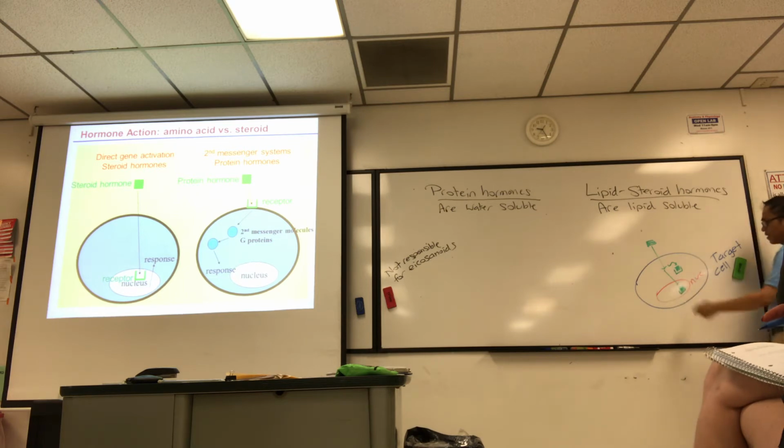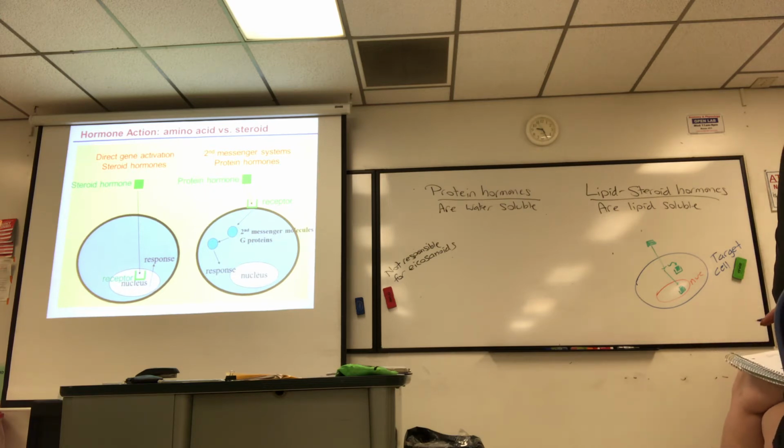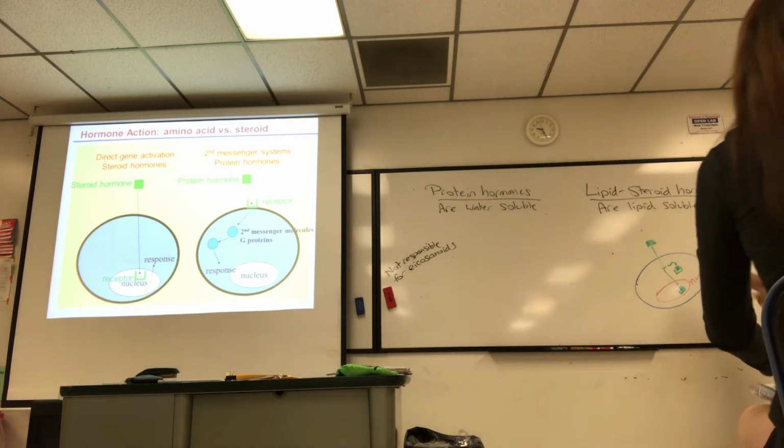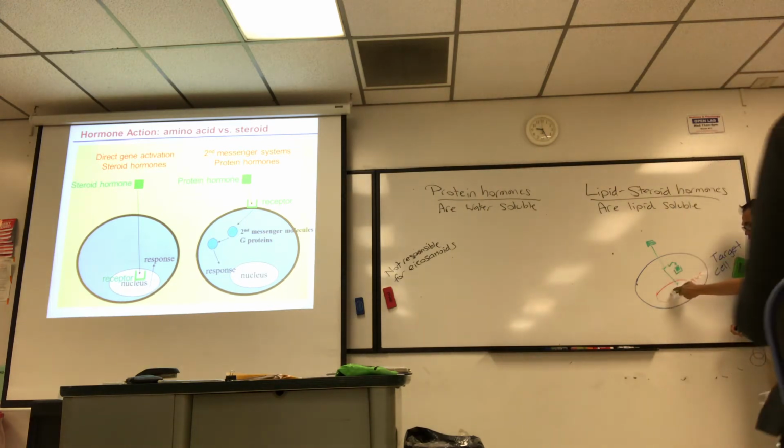Now, I'm not going to try to draw the DNA in there, but the point is, you're binding your receptor inside the cell, because you're lipid soluble. And you're going to turn genes on to make the cell produce some protein to respond to whatever you're trying to respond to. So that's why they call it direct gene activation for steroid hormones. This whole thing here, you're going to turn the genes on.